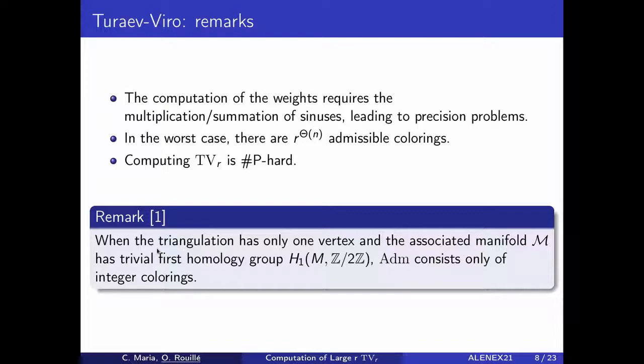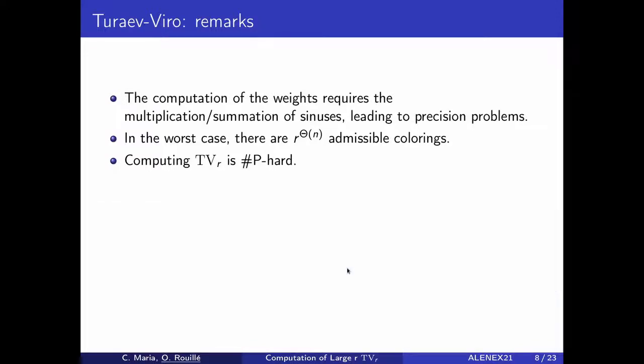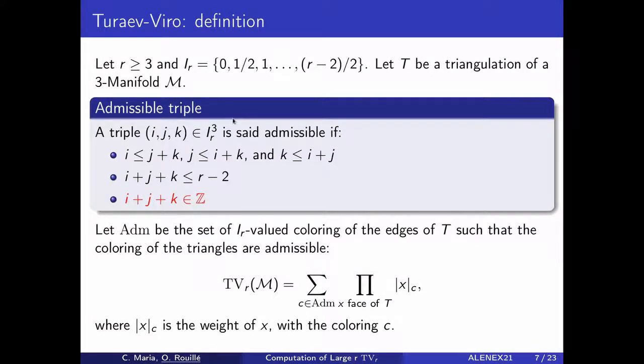If the manifold we are looking at has trivial first homology group, then all the admissible colorings will include only integer colors. So we can discard the only nonlinear constraint.